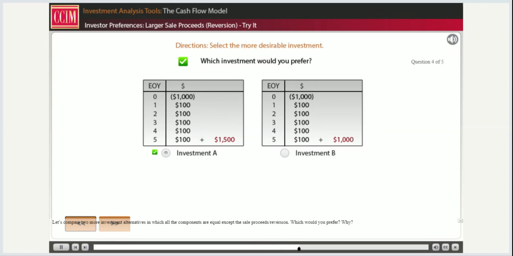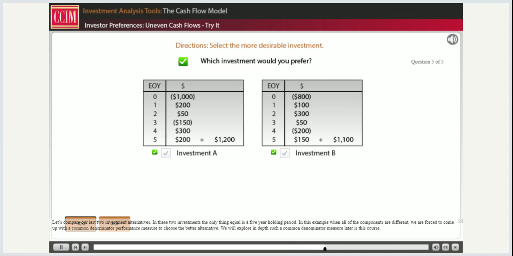Let's compare two more investment alternatives in which all of the components are equal except the sale proceeds or reversion. Which would you prefer and why? Let's compare our last two investment alternatives. In these two investments, the only thing equal is a 5-year holding period.